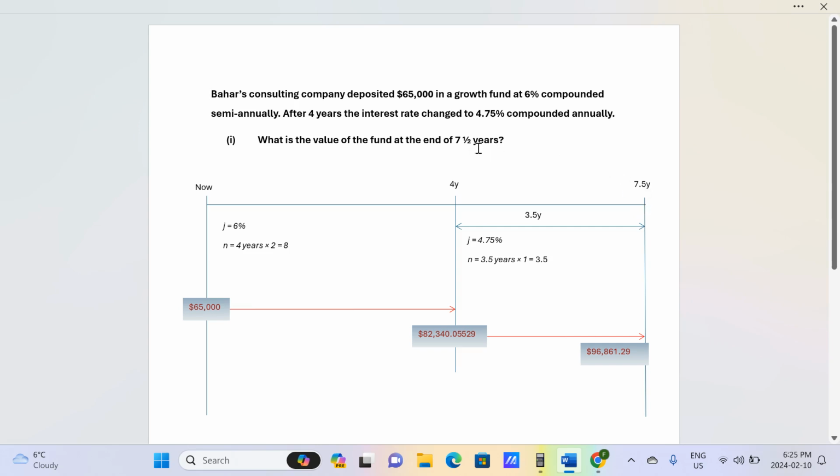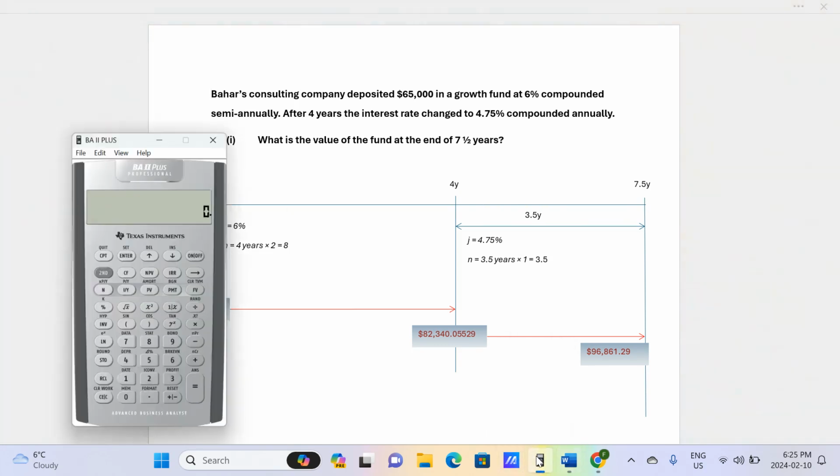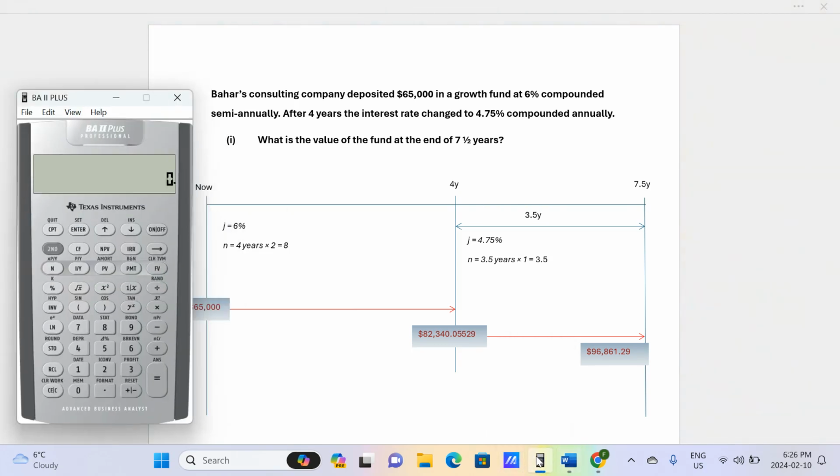To solve this question, we are going to use a financial calculator. I'm going to find the future value at the end of 7.5 years by using a financial calculator. At the first step, I need to set the number of compounding for the period of 4 years. During 4 years, the rate is 6% compounded semi-annually. Compounded semi-annually means every year there are two compoundings. So I need to set the number of compounding in the calculator for the first 4 years.